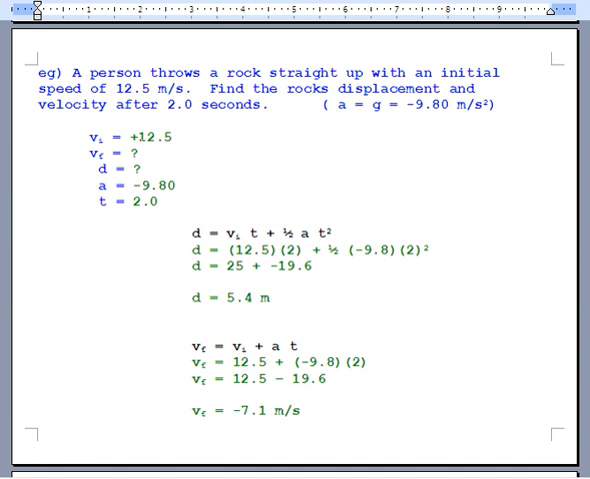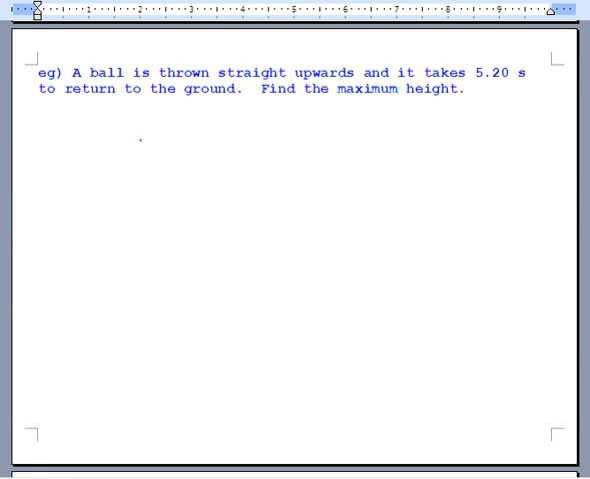All right, last example for this lesson. Again, don't copy this word for word. See if you can trim it down somehow. Here a ball is thrown straight upwards and it takes 5.2 seconds to get back to the ground. Find the maximum height. I would start with the kinematics list. As always, I'm going to do this one with you so I don't screw things up.